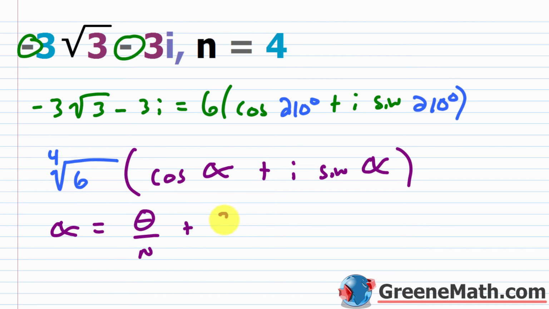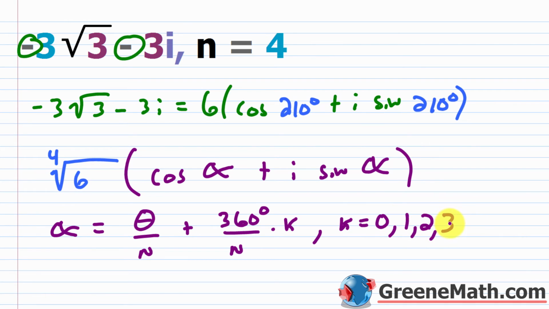Plus, you have your 360 degrees divided by n times k, where we say that k is equal to, in this case, because it's 4, 0, 1, 2, and 3. Okay? So you just go up to 1 less than whatever n is. That's all it is. So in our case, let's just plug this in. So n is going to be 4, so let's erase this and put 4 in each case, okay? And then theta is coming from here, so it's 210 degrees. So let's put 210 degrees here. If I divide 210 degrees by 4, it's going to give me 52.5 degrees. And then 360 degrees divided by 4 is going to give me 90 degrees, okay?